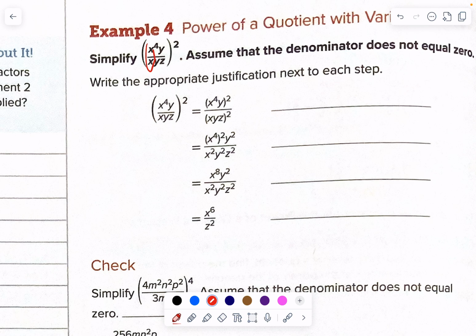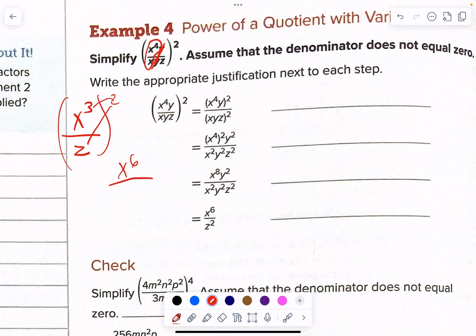So x to the fourth over x to the 1 would be x to the third. Y over y is going to cancel out. There's no z on the top, so the z stays on the bottom. And then if I square that, I get x to the 6, square that z squared, which notice is the same thing they got. They chose to do the square part first, so they took that square to each piece and then simplified. Either way works. Notice it's the same regardless.